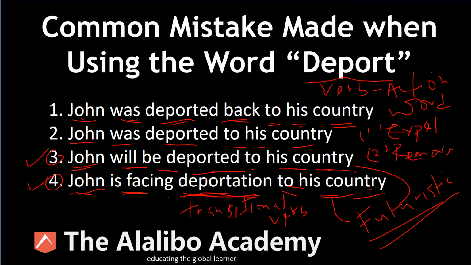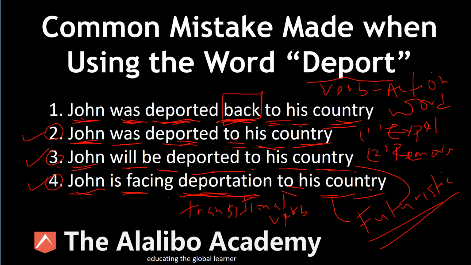The second one is John was deported to his country. Is there anything wrong with this sentence? Well, the sentence is correct. Nothing wrong with it. And the first one then is John was deported back to his country. What is wrong with this sentence? John was deported back to his country. The word here, back, shouldn't be here.